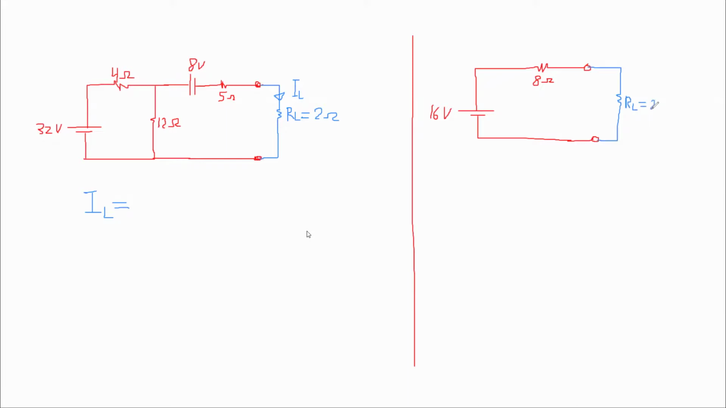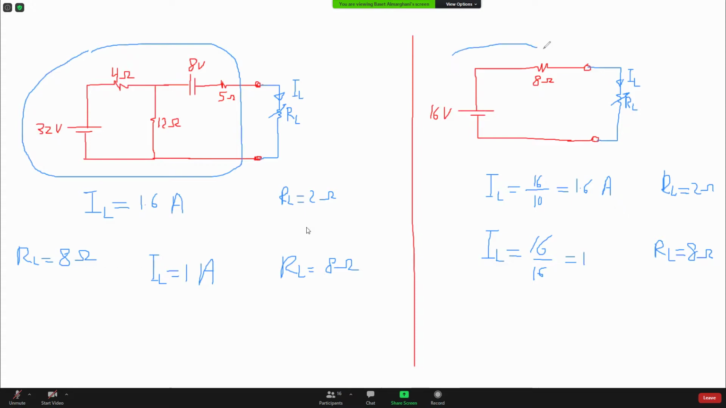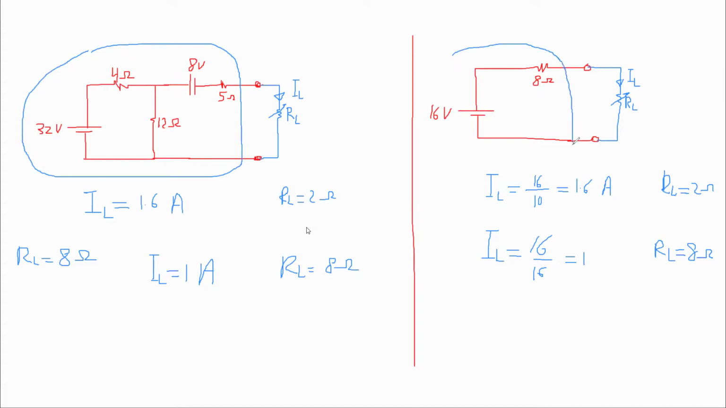Now, I get the same result when I connect the same loads. What does that mean? It means this and this are the same. So when I connect the same resistor, I get the same current. I connect 2 ohm here, I get 1.6. I connect 2 ohm here, I get 1.6. I connect 8, I get 1 here. I connect 8, I get 1 here. If I connect another value here, it will be the same as this one.